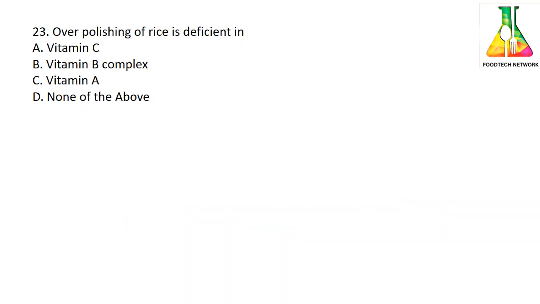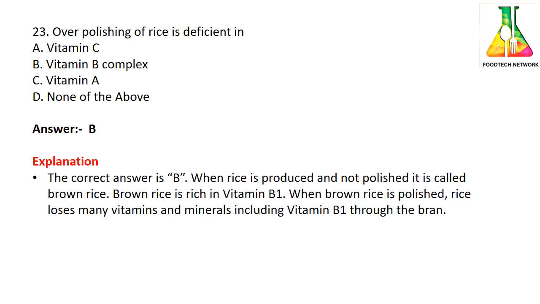3. Over polishing of rice is deficient in option A vitamin C, option B vitamin B complex, option C vitamin A, and option D none of the above. Option B, that is vitamin B complex. When rice is produced and not polished, it is called brown rice. Brown rice is rich in vitamin B1. But when the brown rice is polished, the rice loses many vitamins and minerals, including vitamin B1, through the bran.